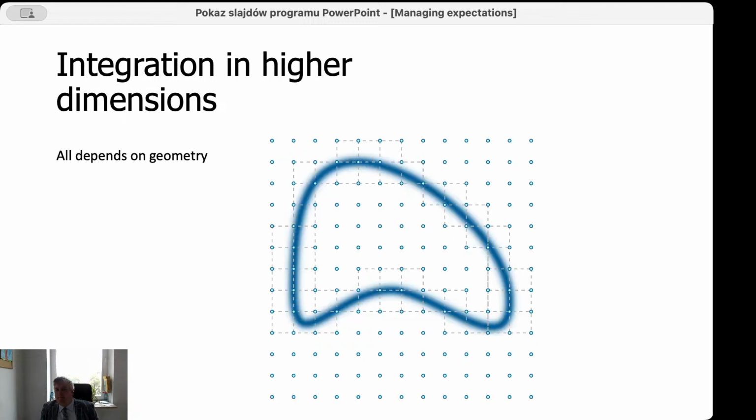However, computation of integrals in higher dimensions is a much, much bigger problem. And it all depends on the geometry. Because generally, in order to integrate a certain function, we need to compute its values in the given set of parameters, and then using those values compute the quadrature.